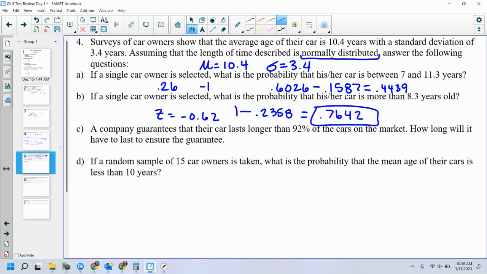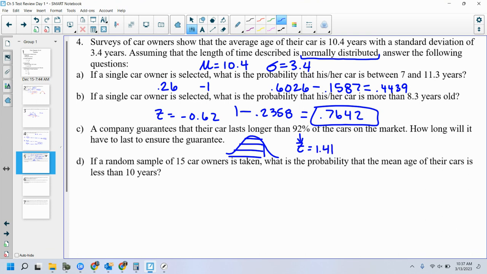Now, lasts longer than 92%. You have to think about it this way. Do I need to take the 8% or 92%? Yeah, so 92% is over here, right? 92% is behind us. So, okay, I can just take 0.92. Where is 0.92? 1.41. Yeah, let's round it to 1.41. If you really wanted to, you could say 1.405. But let's say 1.41.